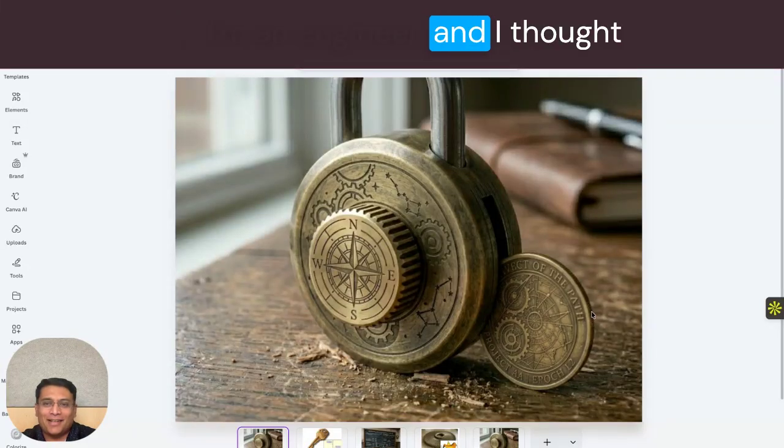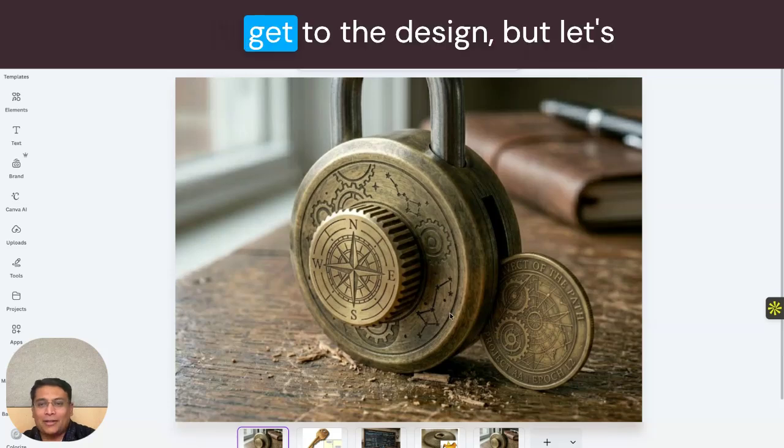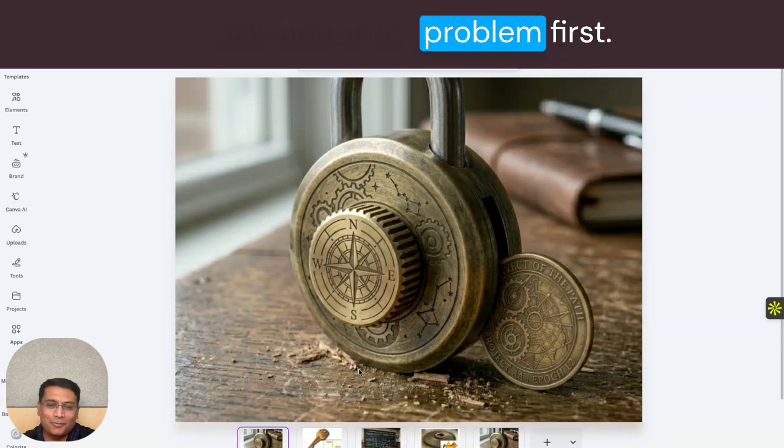I'm an engineer, and I thought I'd share an idea with you. I'll get to the design, but let's talk about the problem first.